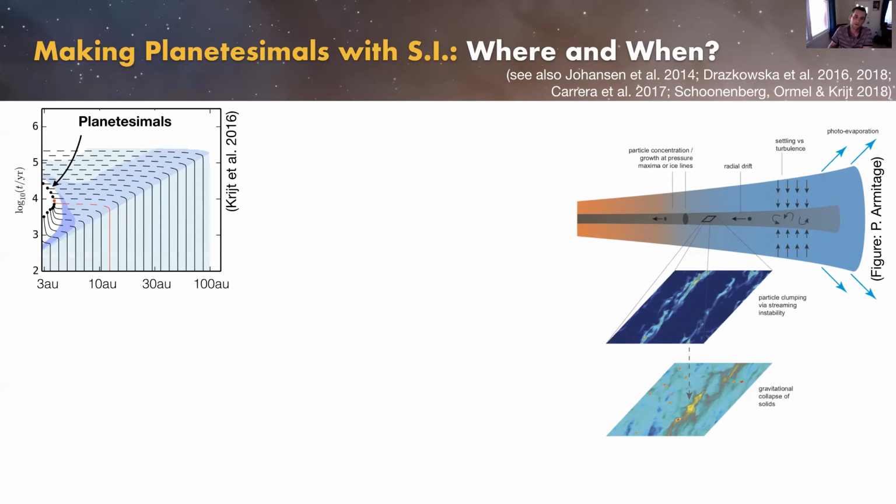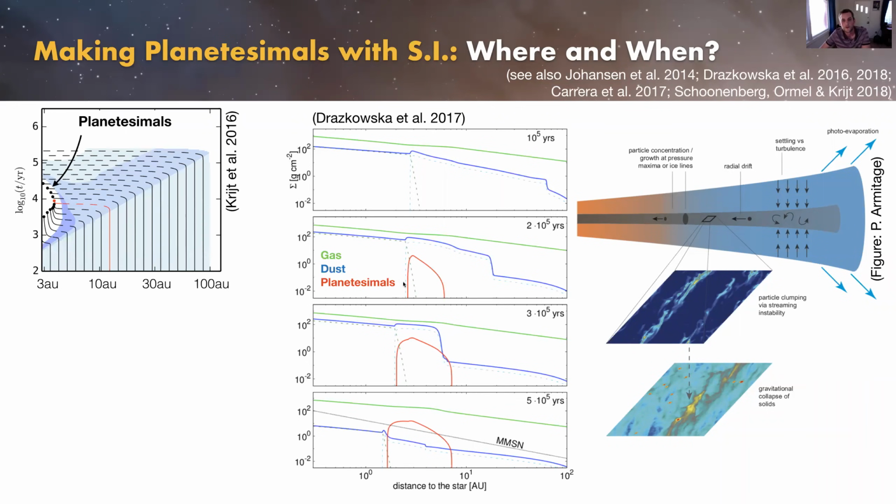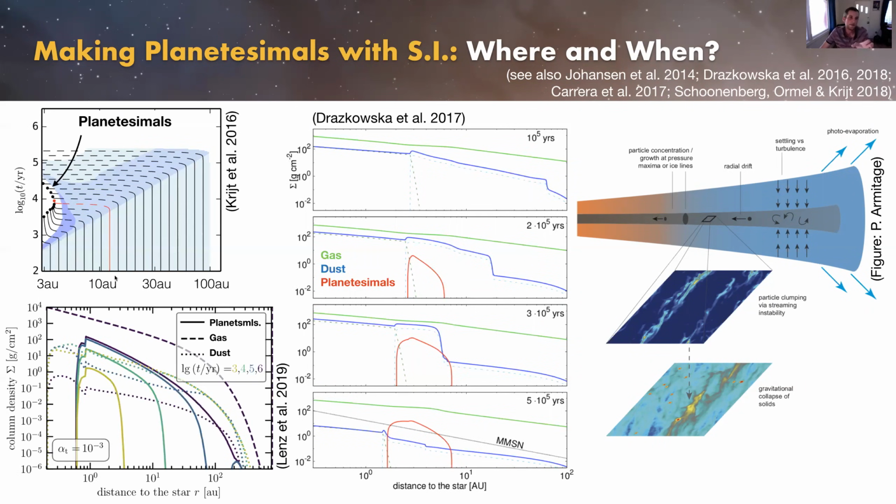Where can this happen? With some models predicting planetesimal formation only around the water snow line. Also, Johanna's work is showing planetesimals only forming between a few AU to maybe 10 AU, and in a relatively narrow window in terms of time. While other models predict you can form planetesimals everywhere in the disk over millions of years. So this is a big open question.